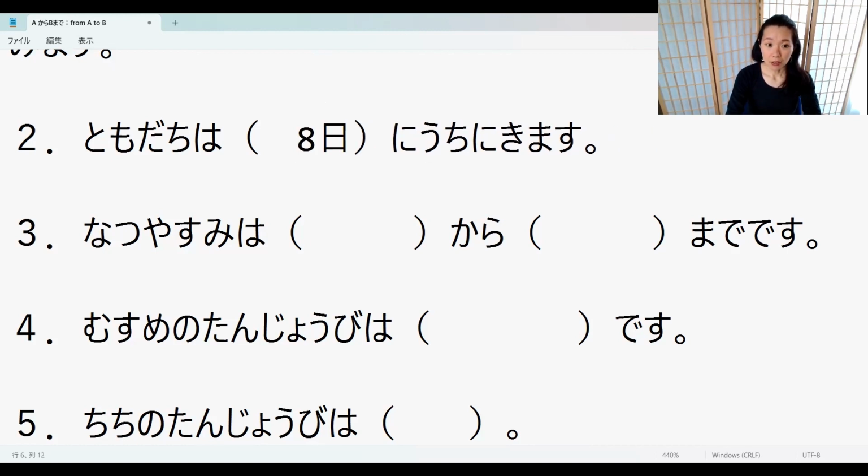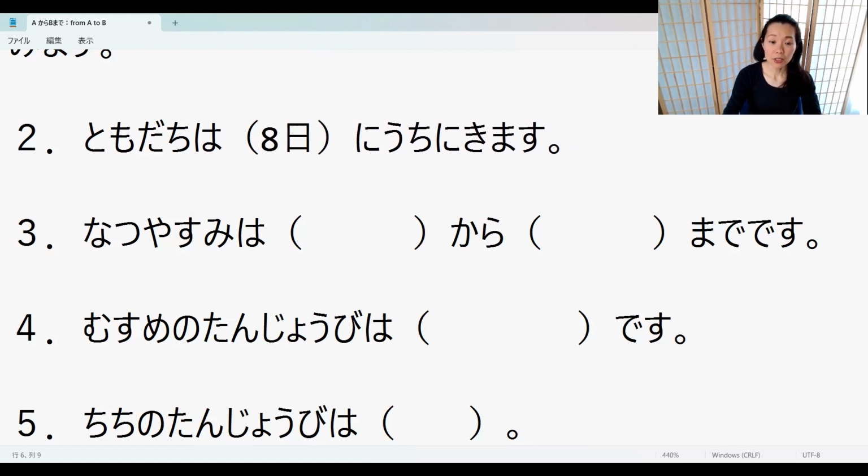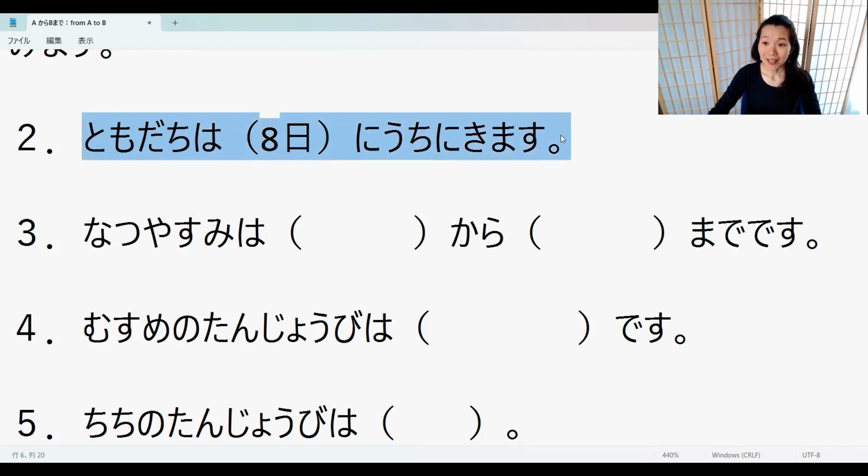Okay, let's move to 2番。友達は, so I said 8日。I didn't say the month, just 8日。So read as 8日にうちに来ます。That means my friend, 友達は, will come to my house, うちに来ます. My friend will come to my house on the 8th. This one is pronounced 8日. Be careful, it's similar to 4日, but this is 8日.